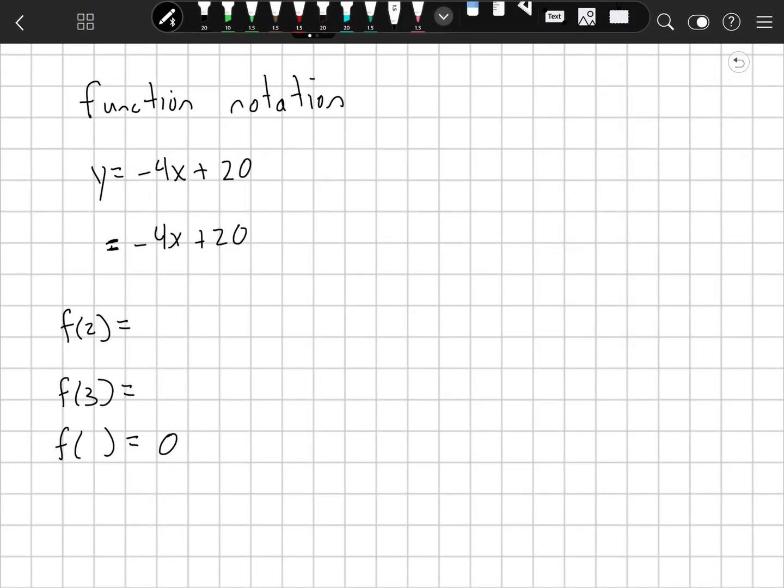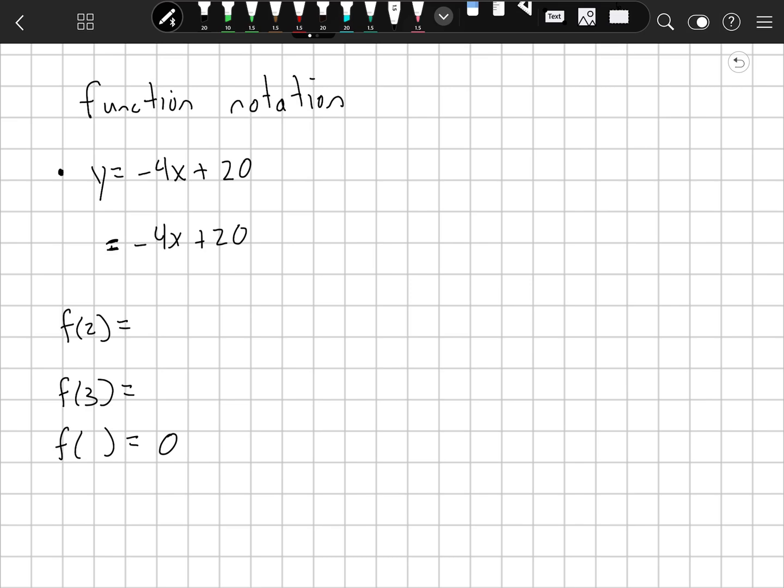Let's look at a concept called function notation. We've talked a little bit about functions already, and a function is just for every input there's exactly one output. It's a relation. And function notation is when you're using equations to represent functions. Let's take a look at this first equation here.